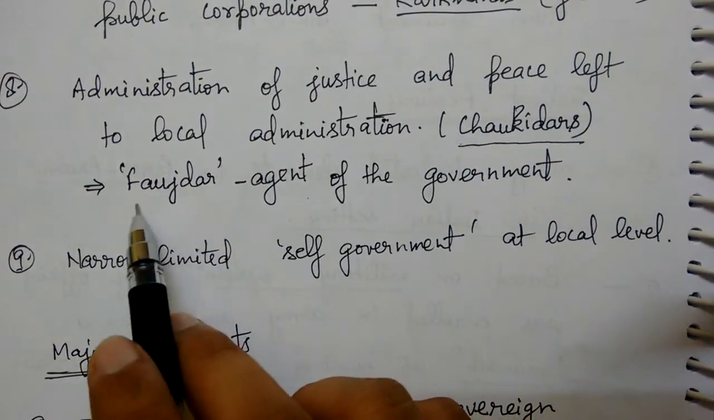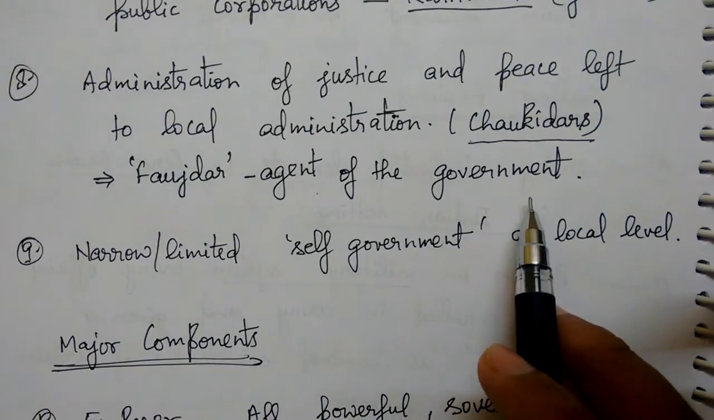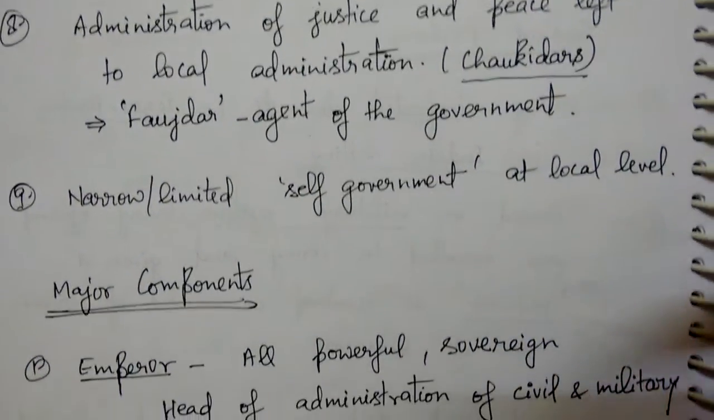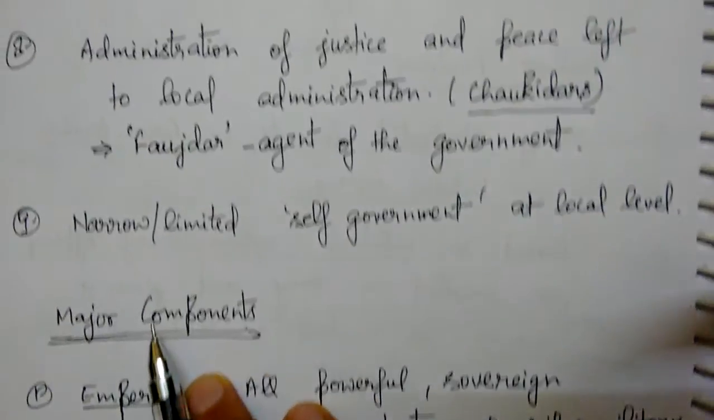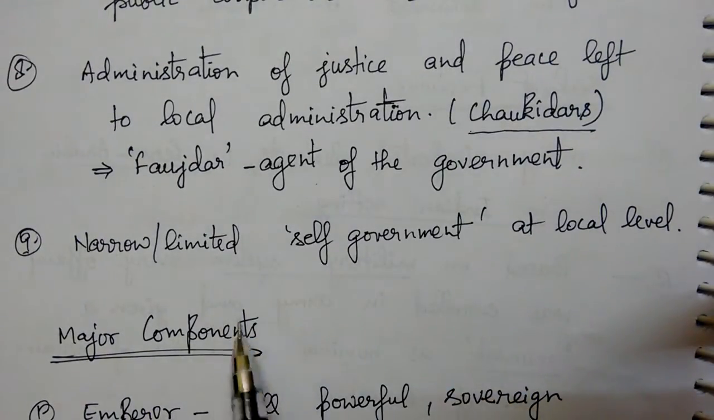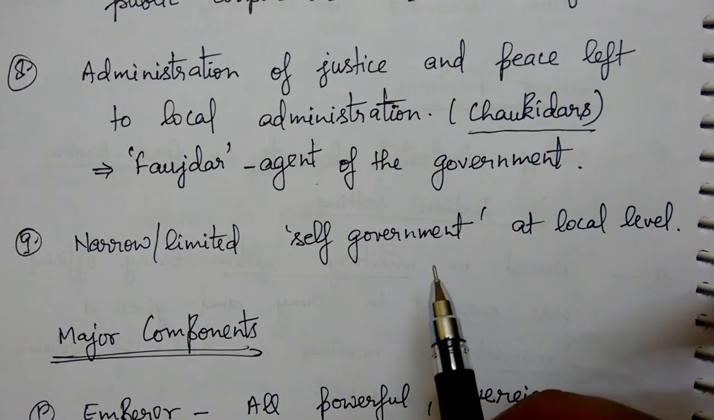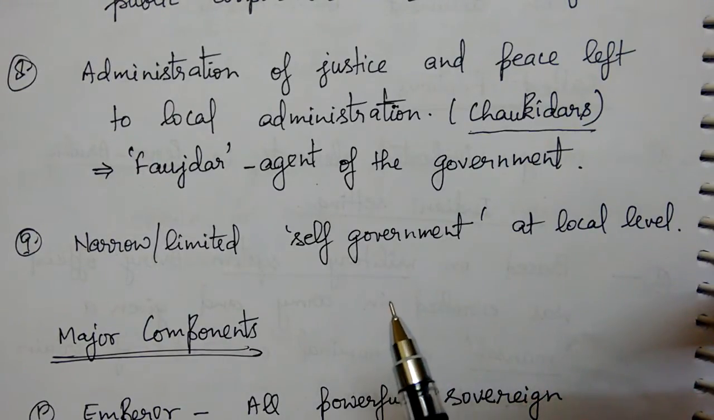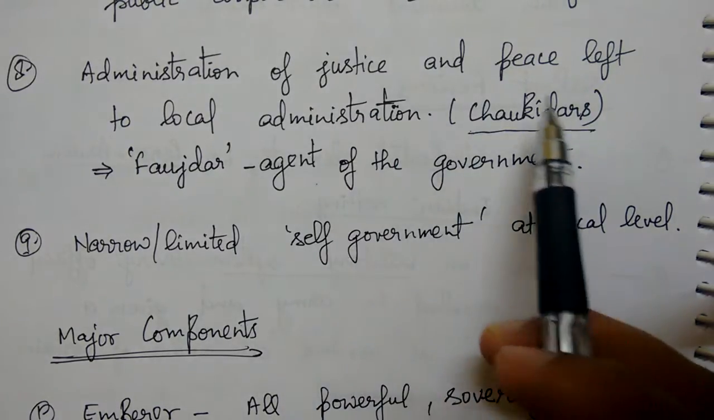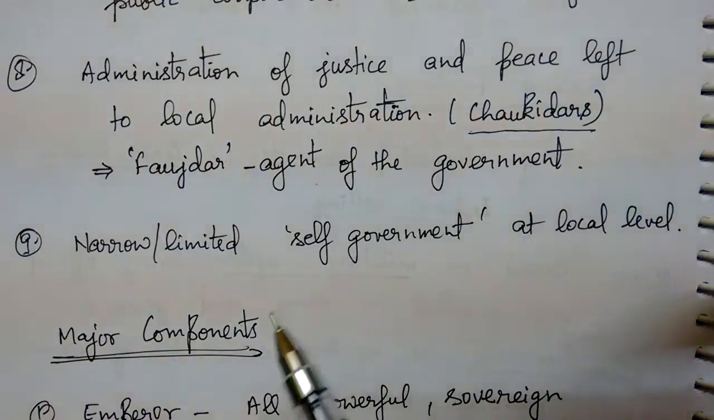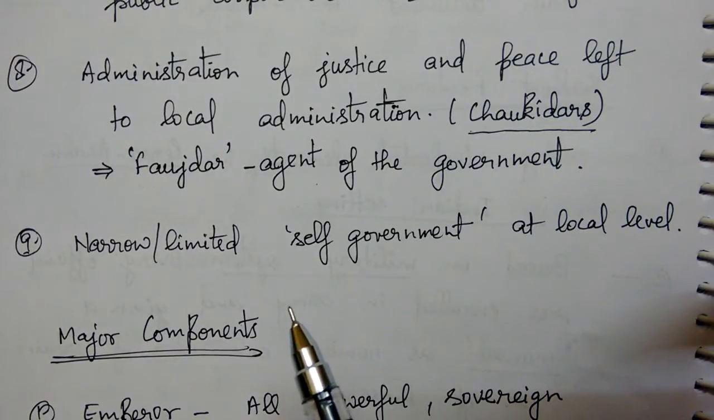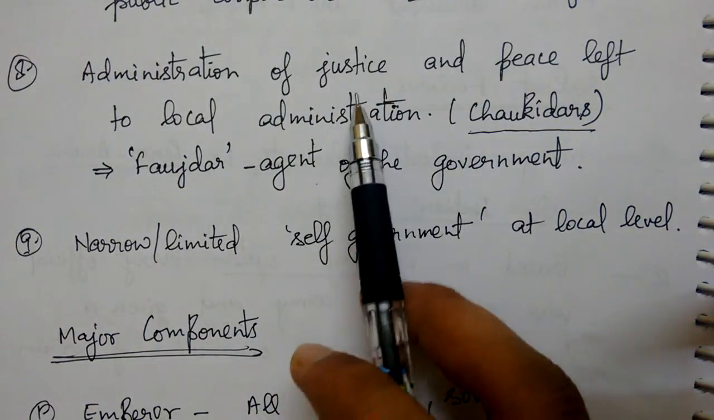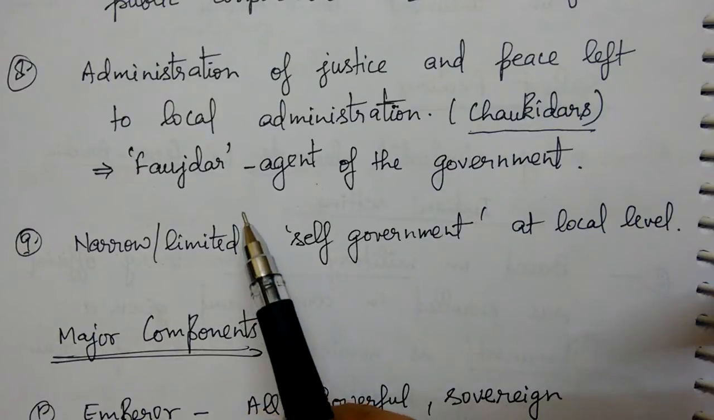And Fauzdar is a military officer. He was the agent of government to maintain peace and stability in a particular region. Then another feature is narrow, limited self-government at the local level. Even if they gave a fair amount of autonomy, the self-government, that is Panchayati Raj, was only at a narrow level. Only a few people in the villages used to give justice or maintain the peace, and they were not totally independent or sovereign. They were under the Fauzdar, and they had autonomy only up to a certain limit. If the person given justice does not agree, he can go to the Fauzdar or higher-level officials.